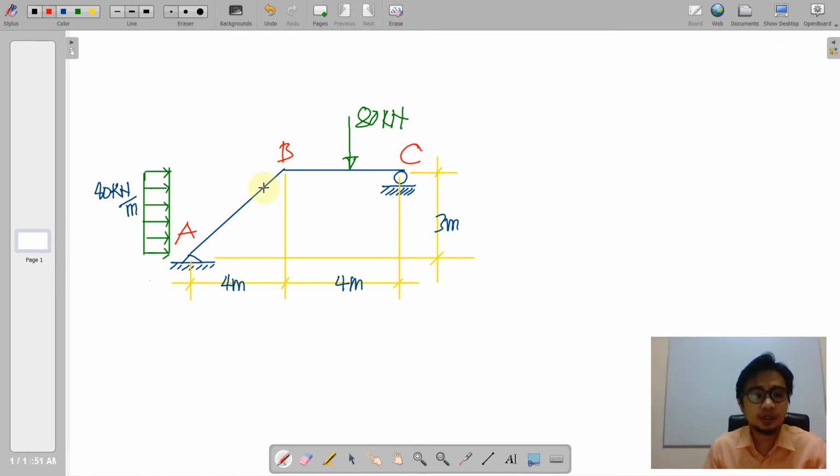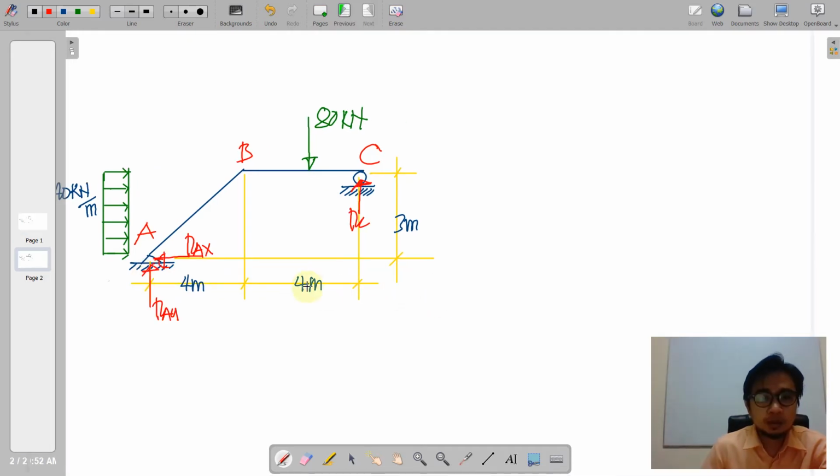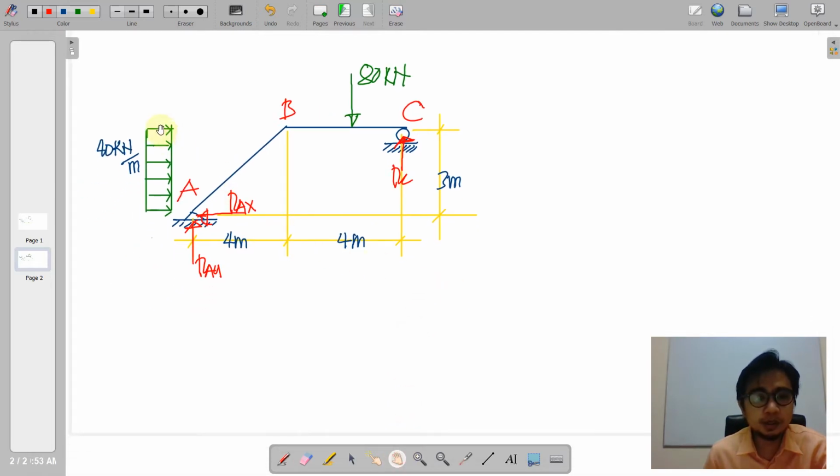Okay, so the first step is to determine the reactions first of the roller and the pin support here. So we are going to assume vertical and horizontal reaction at E and a vertical reaction at C. And then as usual, we are going to take moments at both supports to solve for the reaction. So looking at the figure, we need to first resolve this distributed load vertically into its resultant. So this is 40 times 3 equivalent to 120.